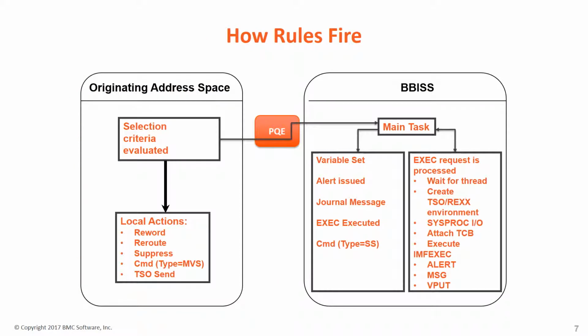This slide illustrates the processing that would occur when a rule is executed. So you can see over here on the left, we have a space for the originating address space. The first thing that's going to occur, well, you're going to have some event, and then it's going to compare that against any defined selection criteria for the rule. And when it does that, it's going to see what actions are available. If there are actions it can take locally, such as rerouting or rewording messages, then it's going to take those actions in the originating address space. If there are other things, such as setting variables or executing execs, AutoOPERATOR is going to generate a PQE, and that's going to pass the necessary information over to the BBISS, where it will take those actions that need to occur in its address space.